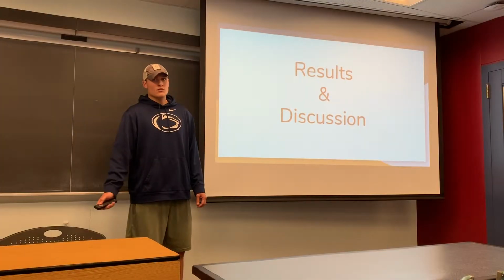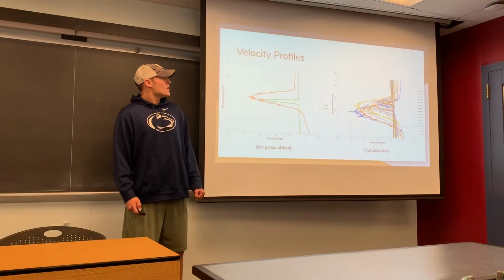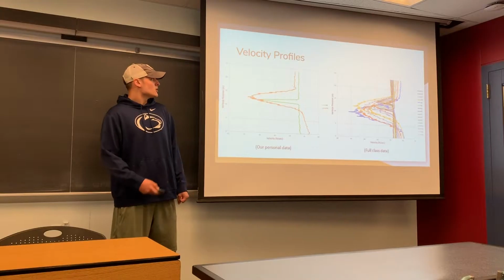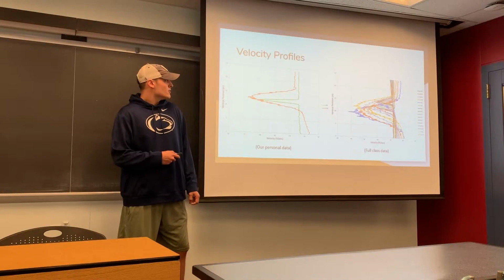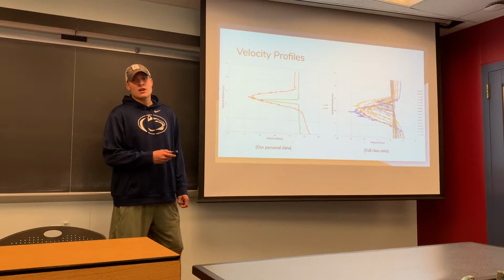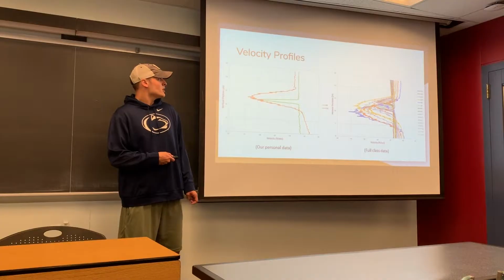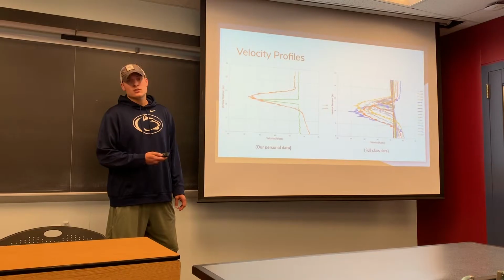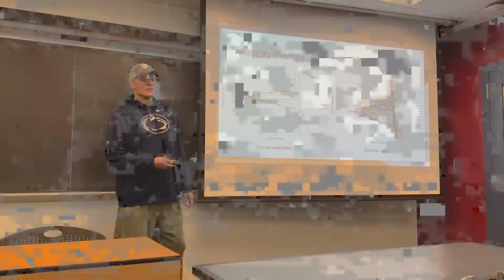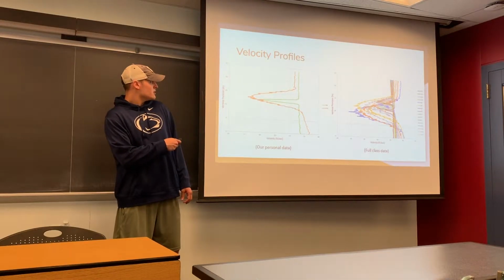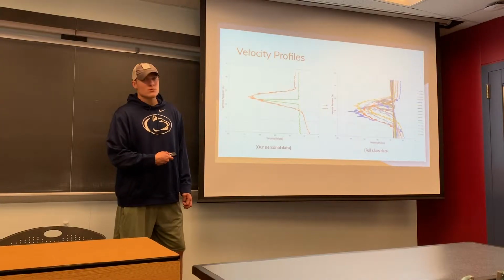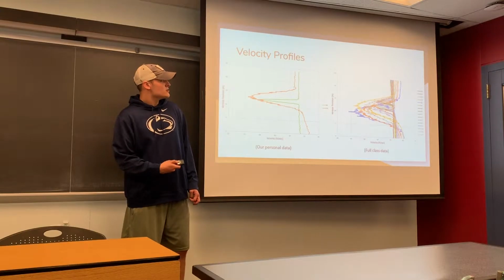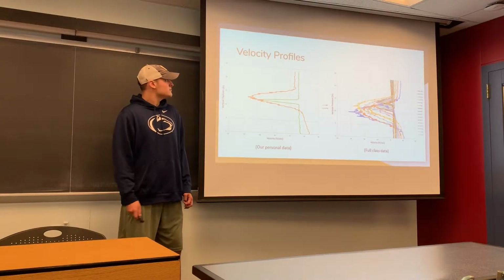So getting into our results. First, we plotted the velocity profiles. On the left, you can see just our personal data from our lab. We have the green is -6 angle of attack, and the orange is a +13 angle of attack. You can see with the +13, it's a more full velocity profile, and the velocity is lower near the hot wire in the middle. And on the right, you can see our full class data, and you can see the trends as you go through the varying angles of attack.